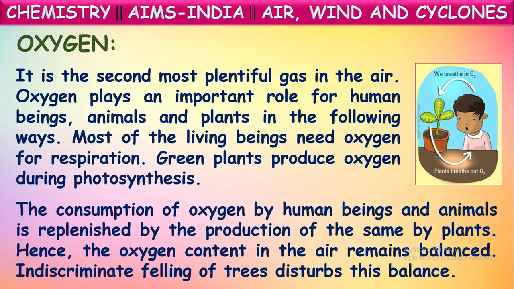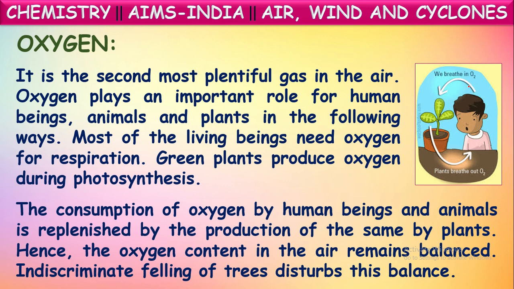So the consumption of oxygen by human beings and animals is replenished by the production of the same by plants. In that way, the percentage composition of oxygen in the atmospheric air is continuously maintained at 21% by volume, because the amount of oxygen gas being consumed by animals and human beings, the same quantity is being released or produced by the plants by the process called photosynthesis. In this way, the composition of oxygen is maintained at the same percentage. Hence, the oxygen content in the air remains balanced.